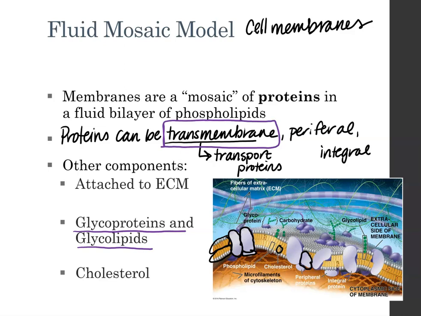And those glycoproteins and glycolipids both work in attachment to the extracellular matrix, and they might also work in communication, basically being a signpost or a flag to other cells in the body or in the organism for what they are and what they do. They might also be involved with transferring messages between cells. And then we also have cholesterol embedded in our plasma membrane, and we're going to come back to that. But cholesterol helps with the fluidity of the membrane.